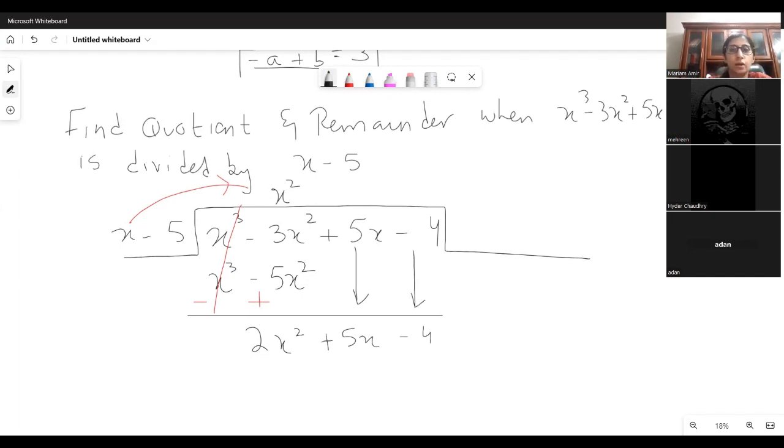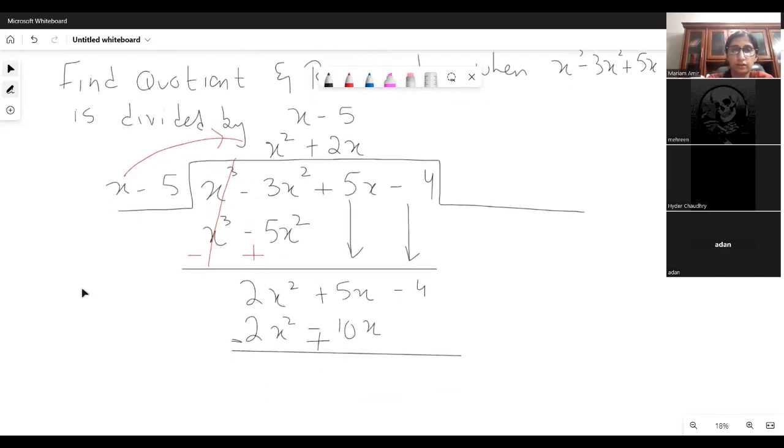Okay. Now, what should I write here so that when multiplied with x, it becomes 2x square? Absolutely right, 2x. So plus 2x. Two x square minus 5 times 2x is minus 10x. Okay. So we have minus here and plus here. So we have 15x. This gets eliminated.